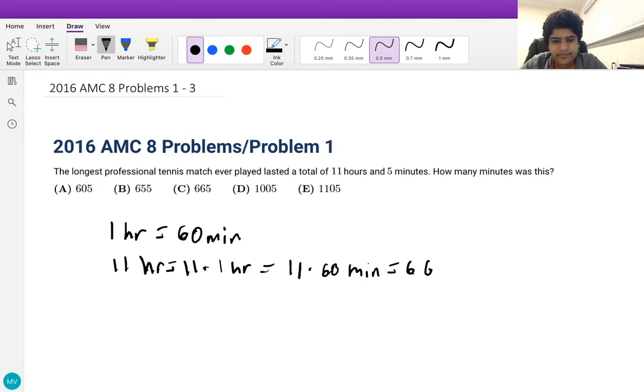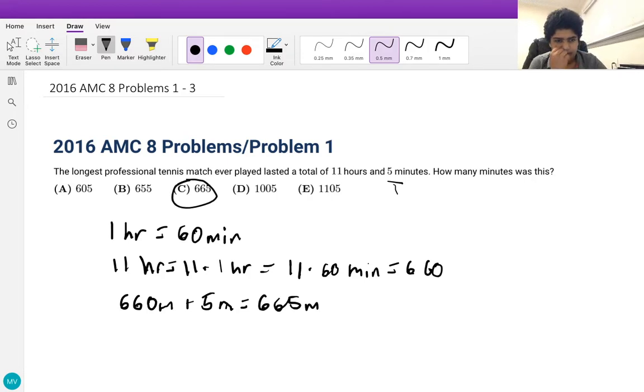And we also have to add the 5 from up here. So we have 660 minutes in the 11 hours, plus the 5 extra minutes, which is equal to 665 minutes. Choice C.